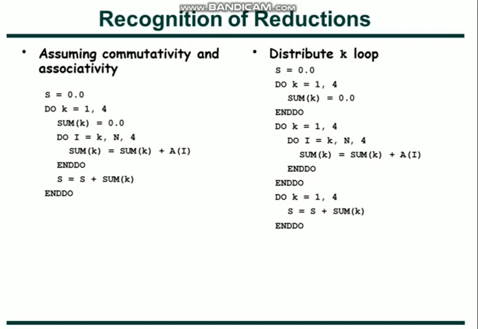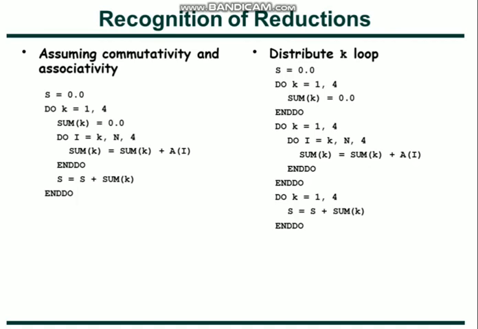Now first see the third loop. Third loop is do k is equal to 1 to 4, s is equal to s plus sum of k. Here all three dependencies are there, so this cannot be vectorized at all. So the third loop has to be executed in sequence. Now the only remaining thing is the second loop, and the second loop is a nested loop, so you cannot directly vectorize it because it has dependence.